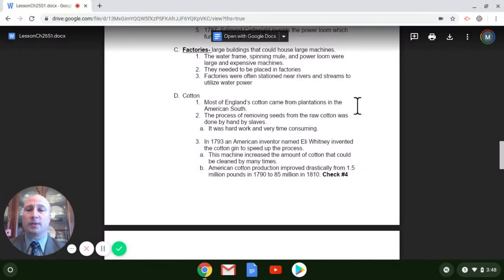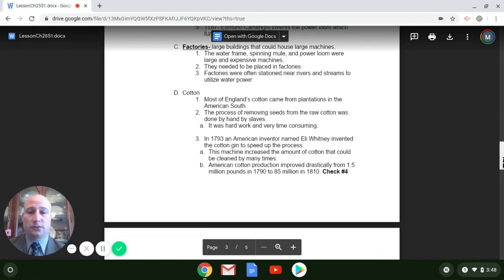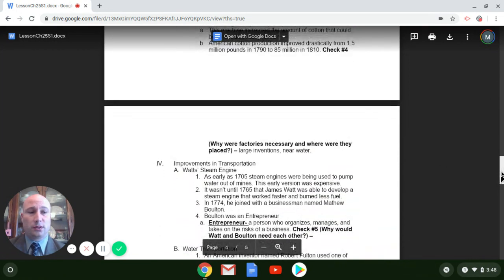Now, the raw material of cotton, the development of it was expanded in 1793 when an American inventor named Eli Whitney invented what's called the cotton gin to speed up the process. It's basically a machine that looks like a box with a crank. It increased the amount of cotton that could be cleaned and de-seeded by many times. For example, American cotton production improved drastically from 1.5 million pounds in 1790 to 85 million pounds in 1810. So you see that there was a major improvement with Eli Whitney's development of the cotton gin.